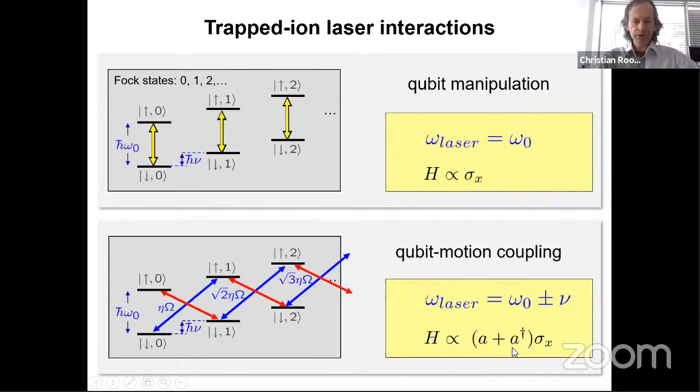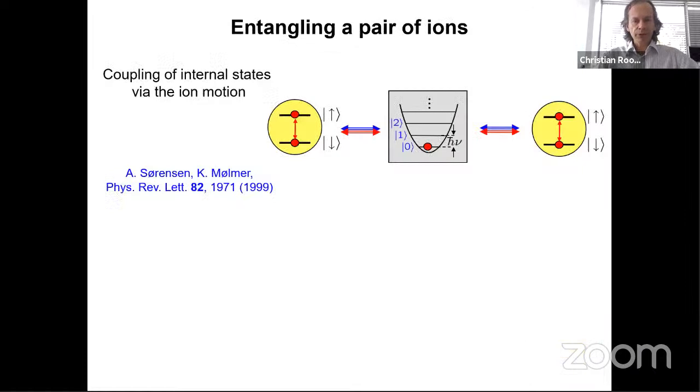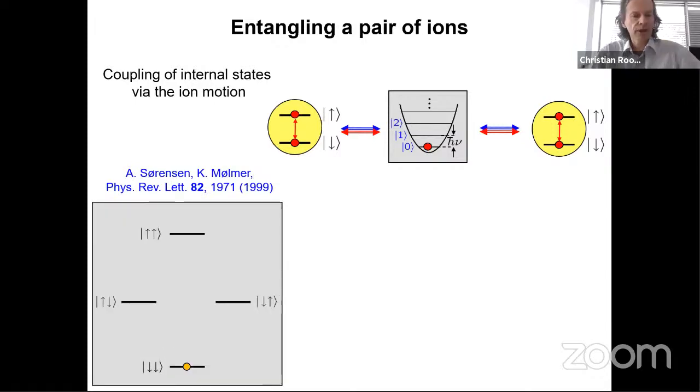And this is now a very interesting process for entangling a pair of ions, and was first suggested about 20 years ago by Anders Sørensen and Klaus Mølmer. If you apply this kind of coupling to a pair of ions, and in this example, there is one harmonic oscillator that is off-resonantly excited, as you will see in a moment, that mediates a coupling between the internal states of qubit 1 and qubit 2. And this is how it works.